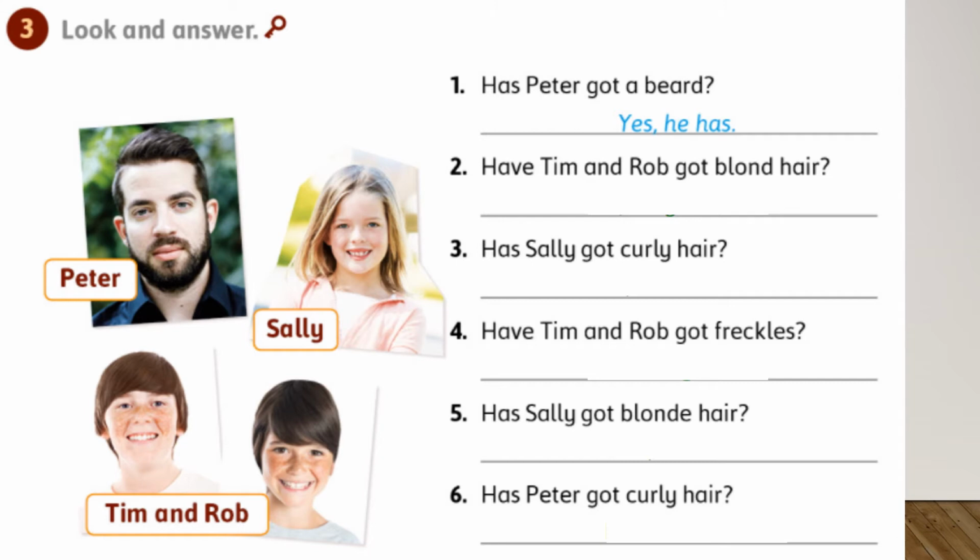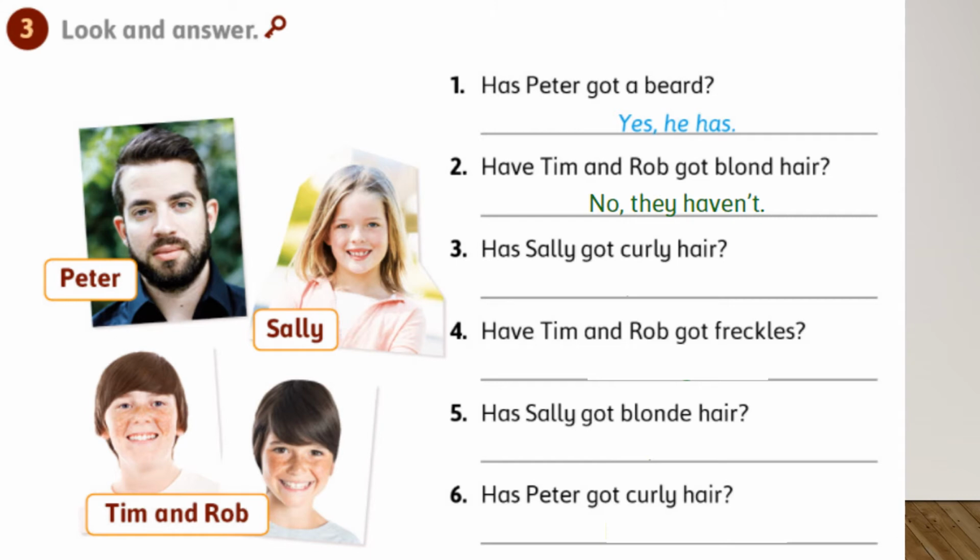Number 1 is done for you as an example. Has Peter, which is the first one, got a bird? What do you think? He has got a bird? Yes, he has. Perfect. Now let's go to Tim and Rob, the last picture. Have Tim and Rob got blonde hair? Of course they do not have blonde hair, so we say no, they haven't.